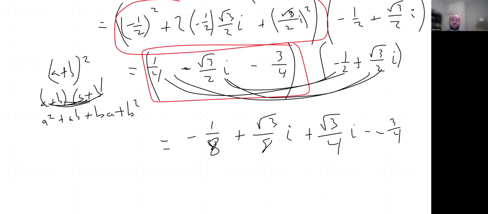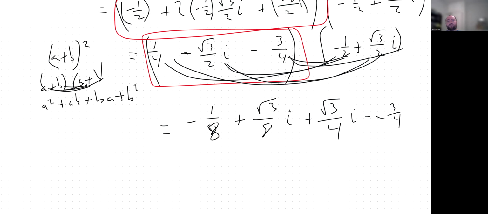Minus 3/4 times minus 1/2. That's plus 3/8. And then finally the minus 3/4 times plus square root 3 over 2i. So minus 3 square root 3 over 8 times i. All right, so that's interesting.